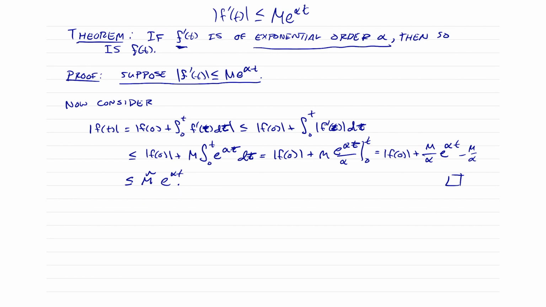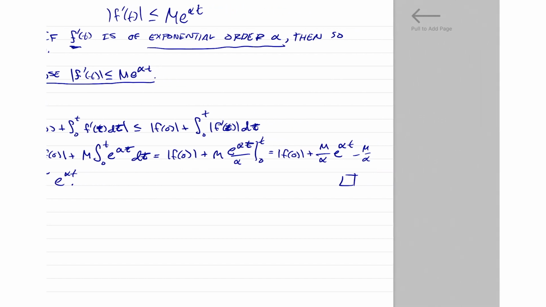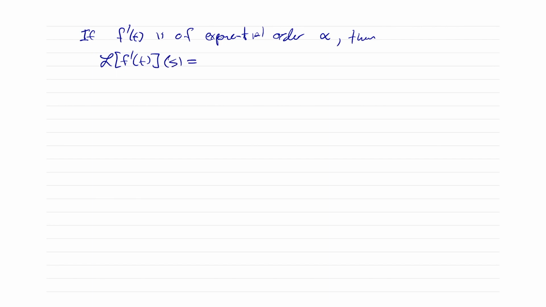So what we proved is that if f prime of t is of exponential order, then so is f of t. Now I want to use that to prove what we were talking about before. If f prime of t is of exponential order alpha, then the Laplace transform of f prime of t at s is equal to s times the Laplace transform of f of t at s minus f of 0. Okay, let's go ahead and work that out.